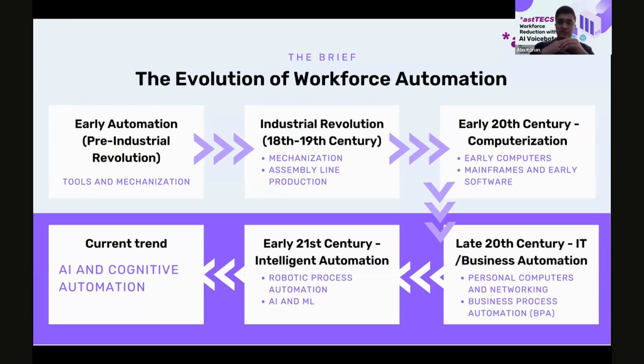Now, in the late 20th century, we got personal computers, and everyone had access to computers. There were process automations, systems that came into place where if A happened, B happened.